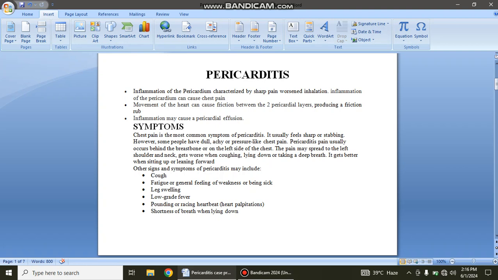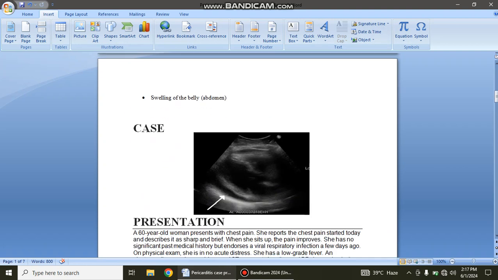Other signs and symptoms of pericarditis may include cough, fatigue or general feeling of weakness or being sick, leg swelling, low-grade fever, pounding or racing heartbeat, heart palpitations, shortness of breath when lying down, and swelling of the belly, aka abdomen.